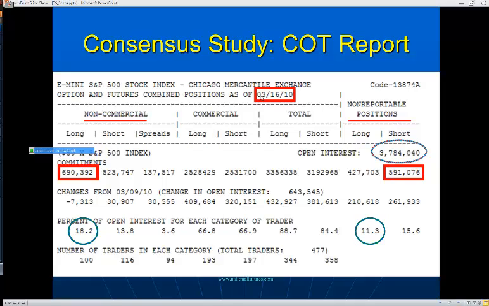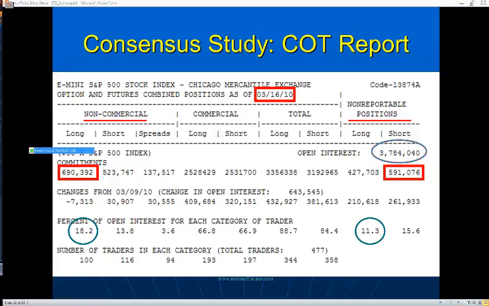Back in March of 2010, you had an open interest similar to the numbers that we're at today, 3,784,000. So if people think the public is not trading E-mini S&Ps, we have, 4 years later, about the same open interest level of contracts as we did back in 2010. So it's a fallacy to think that the small speculators are not really trading in the market.